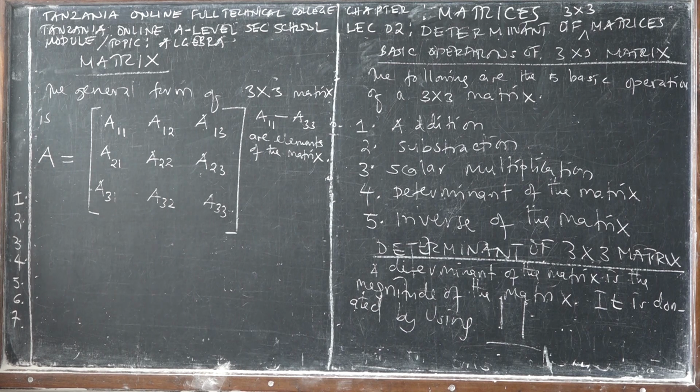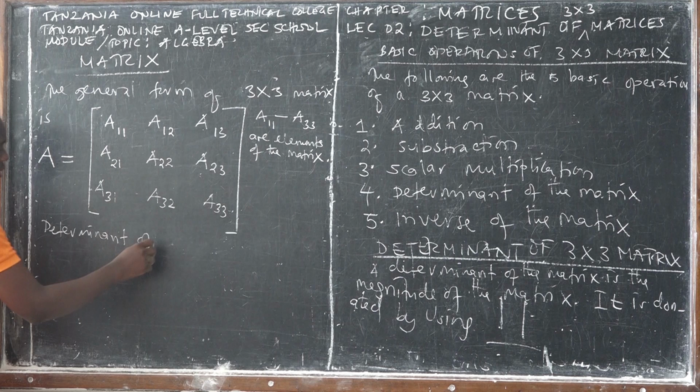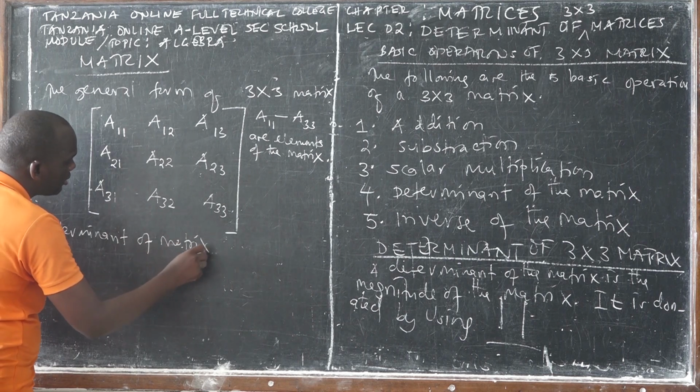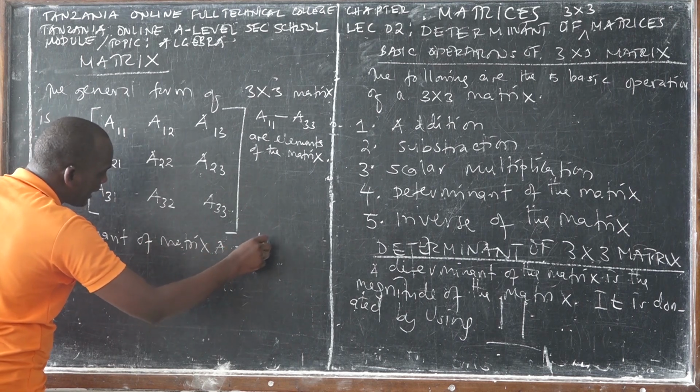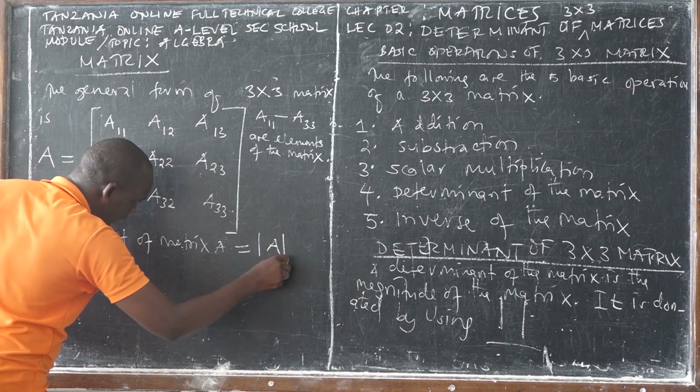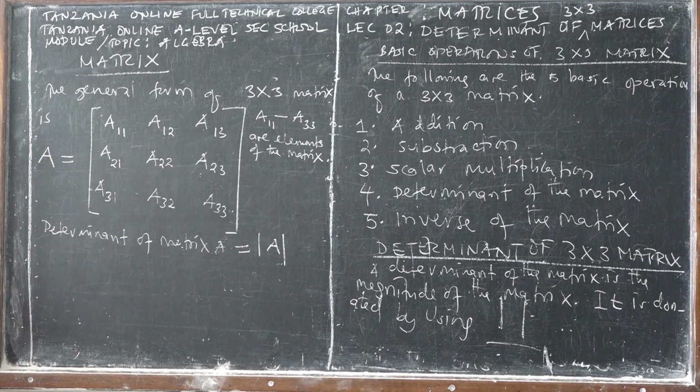Then, if that's the case, we say that, for instance, if you want to write the determinant, then you say determinant of matrix A is equal to the magnitude of what? Of A. Determinant of matrix A is equal to the magnitude of A.